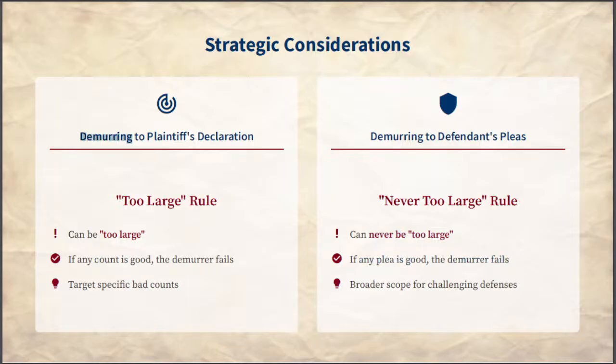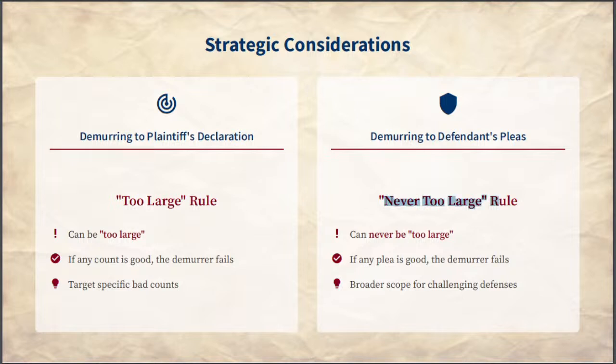However, if it's demurring to the plaintiff's declaration from the defendant's point, it can be too large, because if any count is good, any one you select ends up being good, the whole demurrer fails. So when you're responding to the plaintiff's declaration with a demurrer, if any one of the parts of the demurrer fails, the whole demurrer fails. And conversely, demurring to the defendant's pleas as a plaintiff, if any plea is good, the demurrer fails.